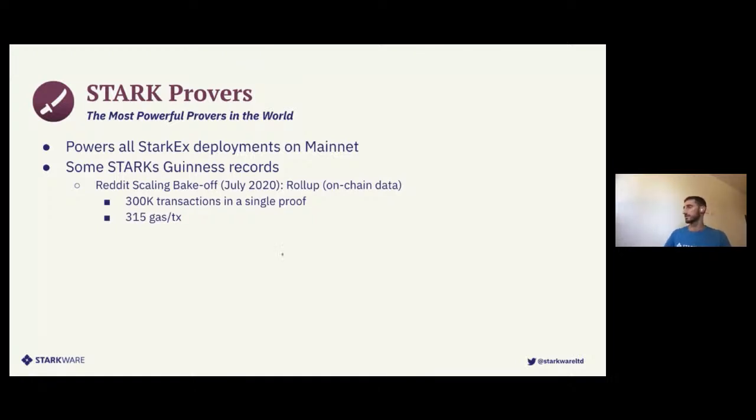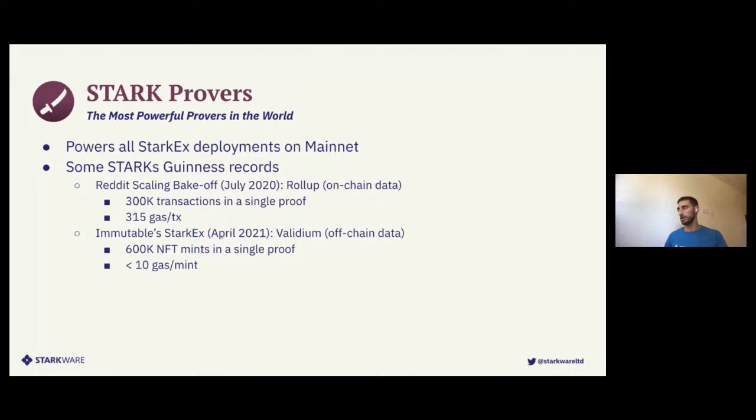What's more amazing is that a few months after that, last month actually, in April 2021, when Immutable, which is a StarkEx deployment, went on mainnet, they wanted to mint NFTs on layer 2. And since they had a huge amount of NFTs, we decided to generate even bigger proofs. We generated multiple proofs of 600K NFT mints, which resulted in less than 10 gas per mint. So you can see those are crazy numbers, and you can also see the increase from 300K transactions to 600K transactions, and we have a lot more improvements that we can apply and will apply in the future.